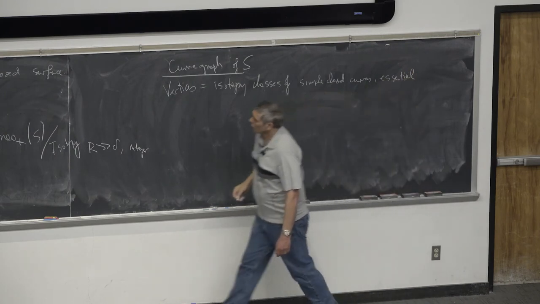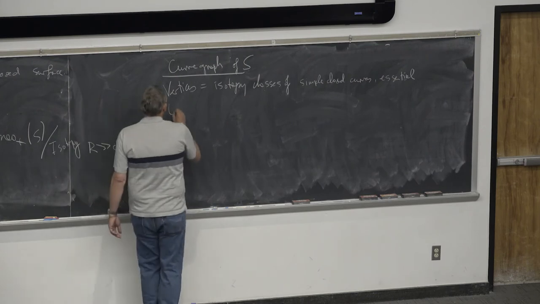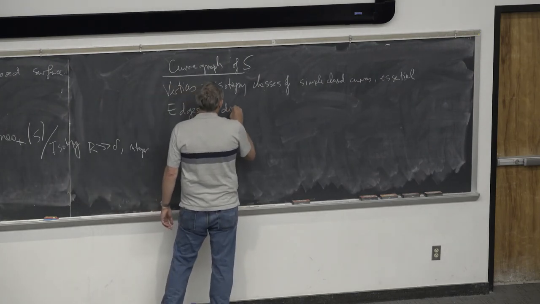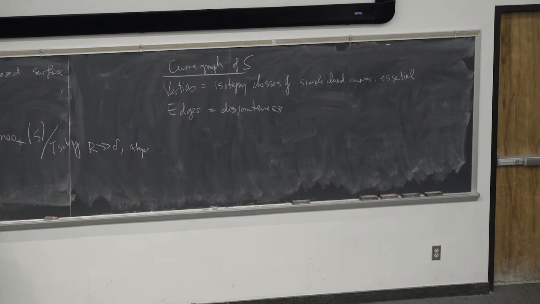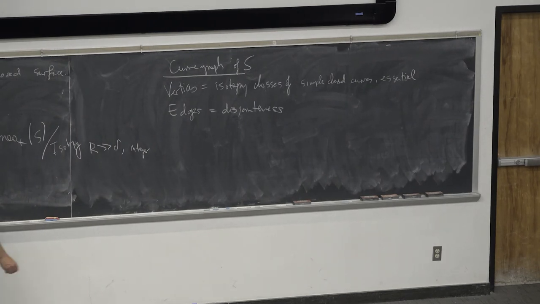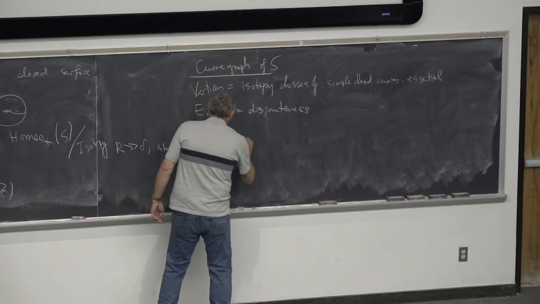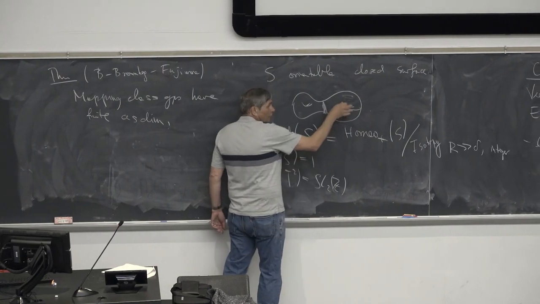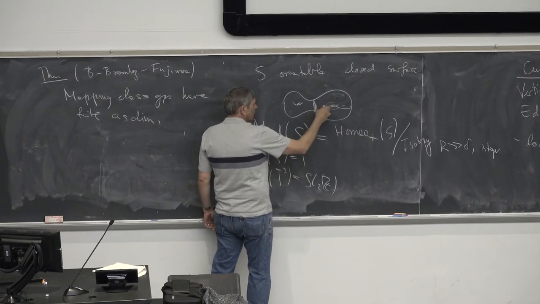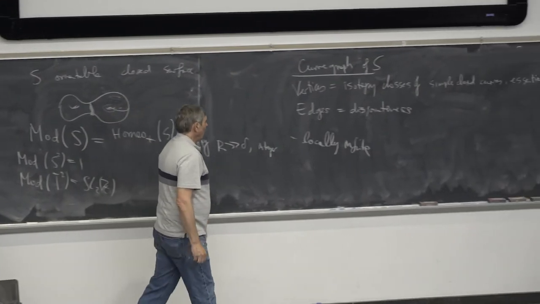Right, so I don't want a little silly circle like this that bounds a disk. They have to be of this type. And then edges correspond to disjointness. If you can isotope two curves so that they're disjoint from each other, then you put an edge there. And this is kind of hard to draw because this graph is locally infinite. If I take a curve like this, there'll be infinitely many curves I can draw in this half of the surface. And all of these are going to be joined by an edge to this curve. So every vertex will have infinite valence.